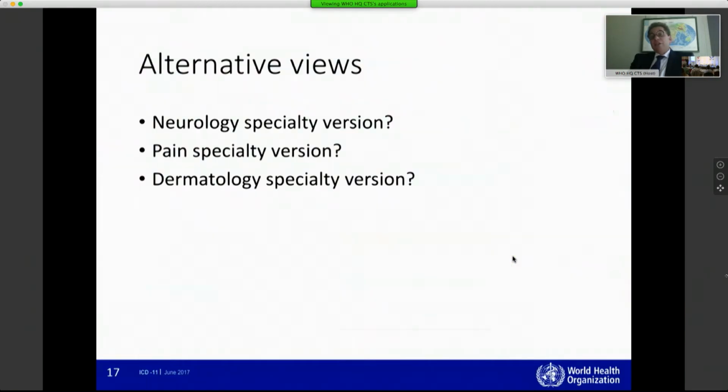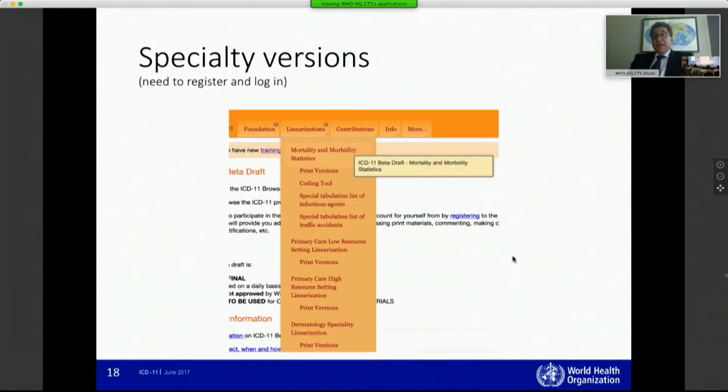Then the alternative views. I said this earlier. Would we have a neurology specialty version, a pain specialty version, a rheumatology specialty version? Let's see. At the moment, as long as you have logged into the system, these are the range of different versions you can look at on this browser. Sometimes there are some asterisks in form of codes.